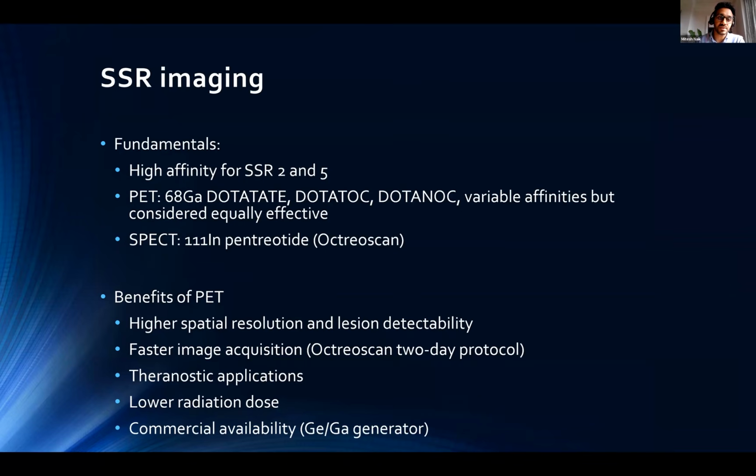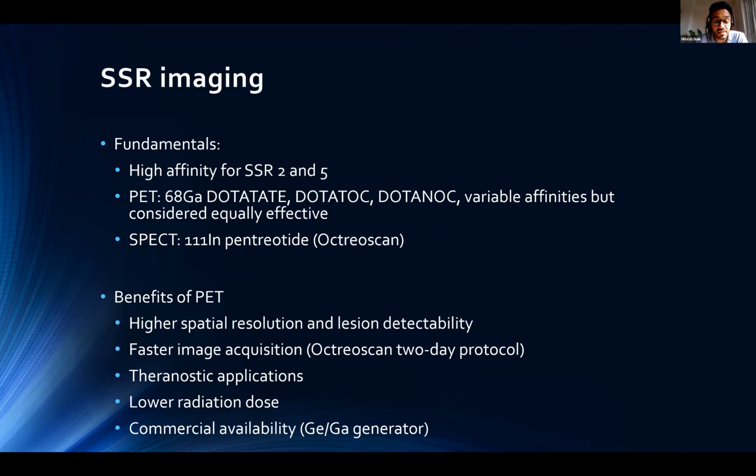Okay, so now on to functional imaging. Somatostatin receptor imaging is really fundamental now in terms of diagnosis and follow-up in these patients. The radiopharmaceuticals that are administered have a really high affinity for somatostatin receptors 2 and 5 in particular, and PET and SPECT tracers have both been used.